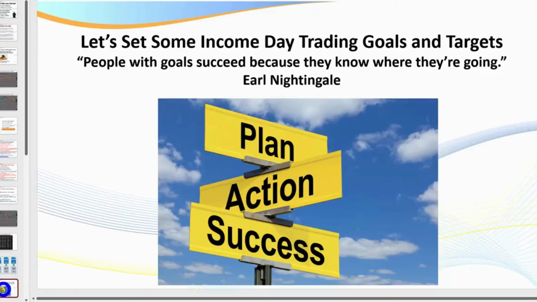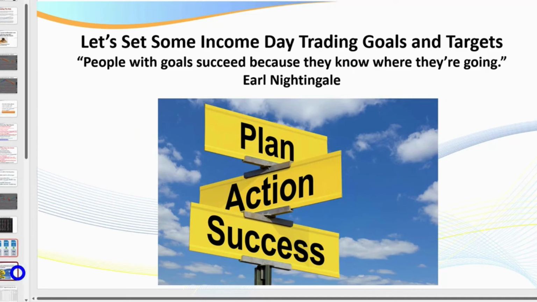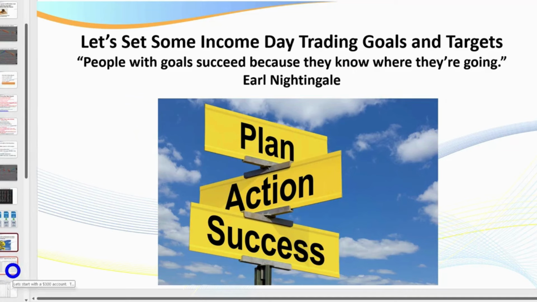So let's look at a realistic trading plan, because I'm going to be showing you how to trade these markets. So let's talk about realistic targets. Okay, so here, if you've got a goal, okay, people with goals succeed because they know where they're going. But I'm not going to take too long on this. Now for members that watch my videos all the time, this is based upon the Russell and the Dow, so it's a bit different, so stick around and listen to what I have to say here.